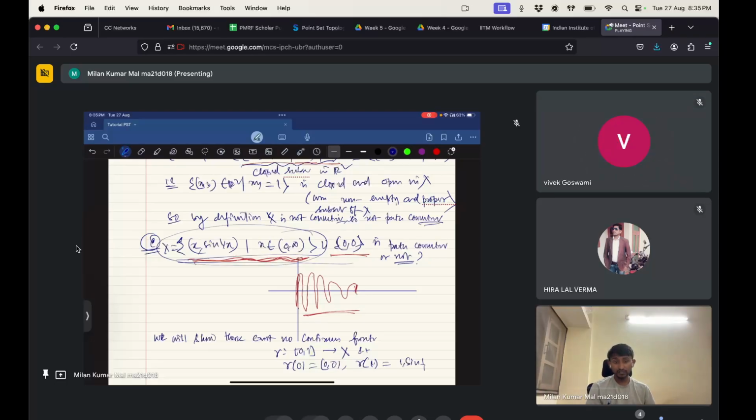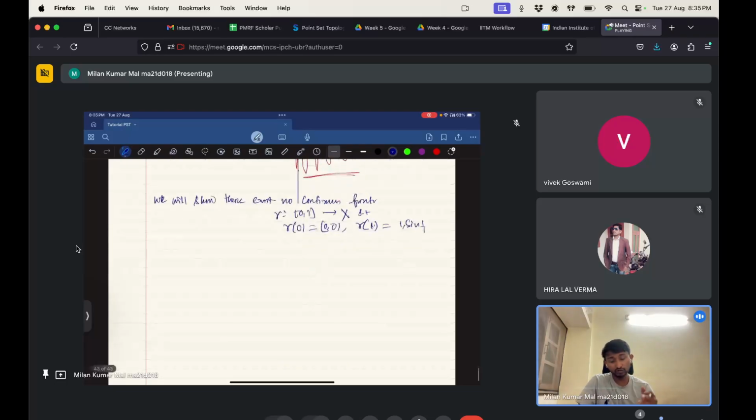Got it. So that's why you will not be able to give a disjoint set. If you want to prove that this is not connected, you will not be able to, because this is connected, but this is not path connected. That is what we are proving here.